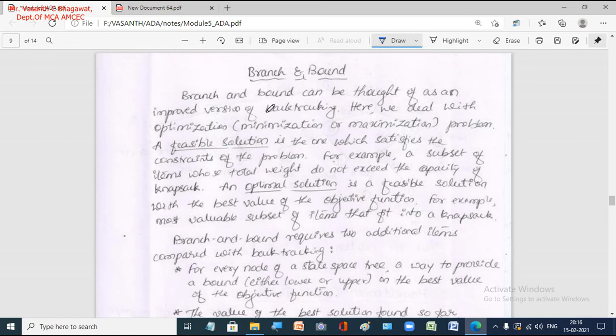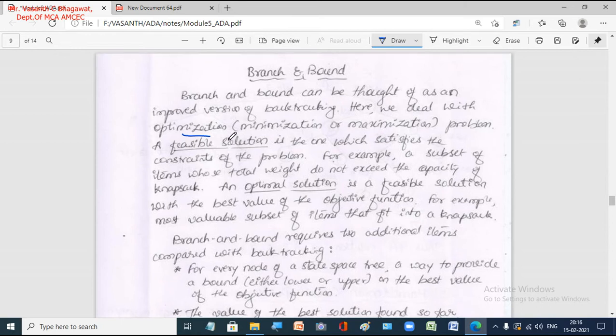Now the branch and bound technique is a slightly improved version of backtracking. Here, as we have already discussed, we deal with optimization problems. That means the problem is either a minimization or a maximization, which we call an optimization problem. For example, the travelling salesman and knapsack problems, which we have already discussed.